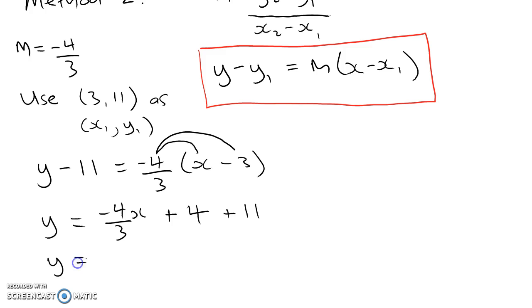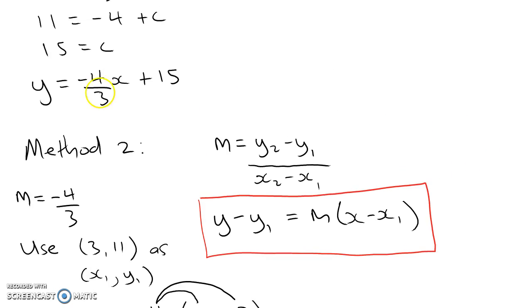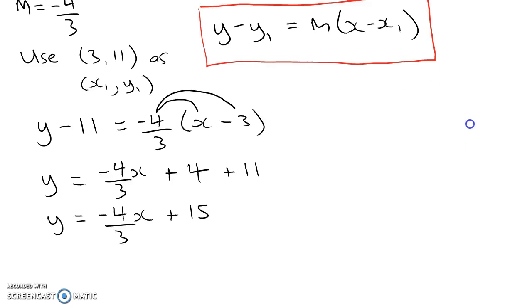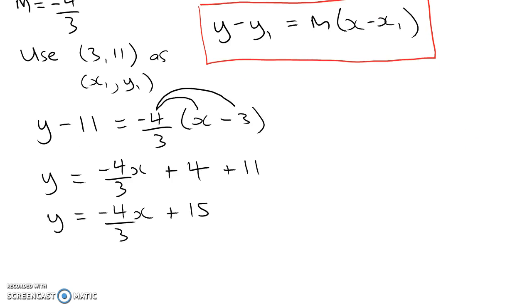So we end up with y equals minus 4 over 3x plus 15, which is the same as what we got using method 1. So that's how you find the equation of a line when you're given 2 points on that line.